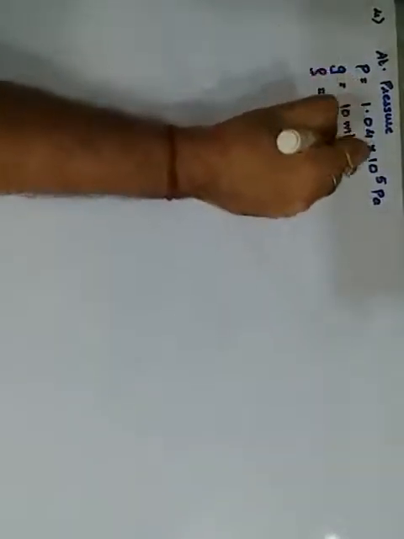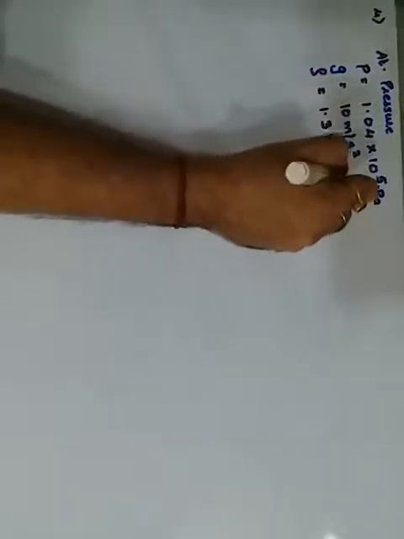Okay, so the next one is related simply to atmospheric pressure. It says at sea level the atmospheric pressure is already given to you. It is 1.04 into 10 raised to 5 pascals. Assuming the value of g as 10 meters per second square and the density of the air, rho, is 1.3 kg per meter cube, then find the height of the atmosphere.